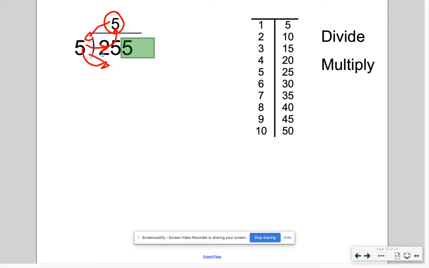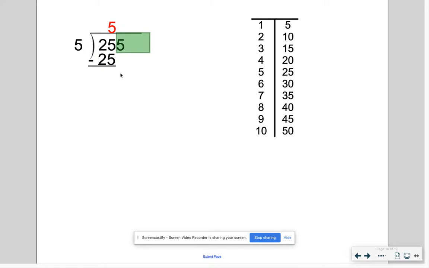So I divide, I multiply, and then my 25, which is 5 times 5, goes underneath the other 25, and it's going to look something like this. All right, so I'm still blocking out that 5, you'll notice. So I've divided 5 into 25. I've gotten 5. I put my answer up here. Then I multiply that by that, which gives me 25, and I put that answer underneath.